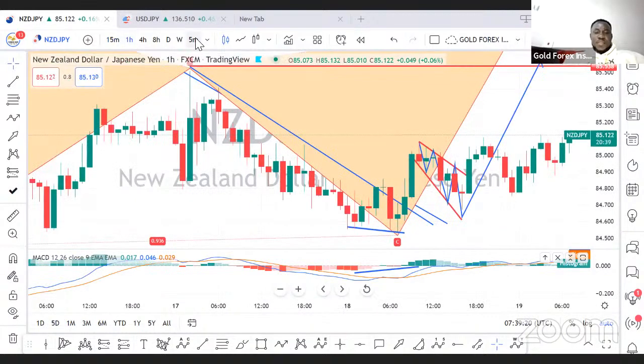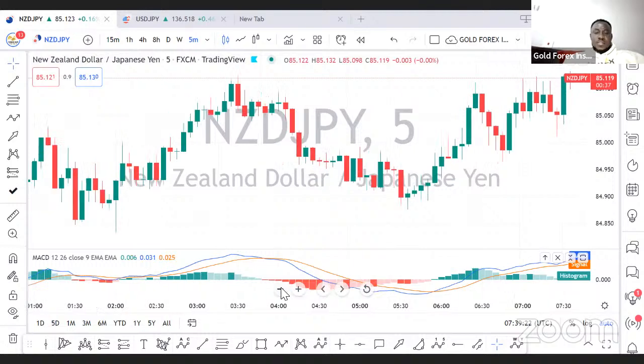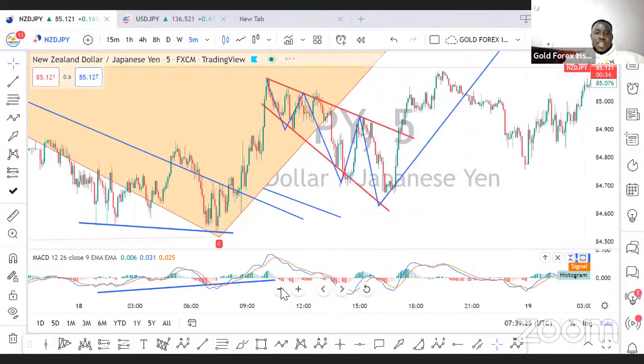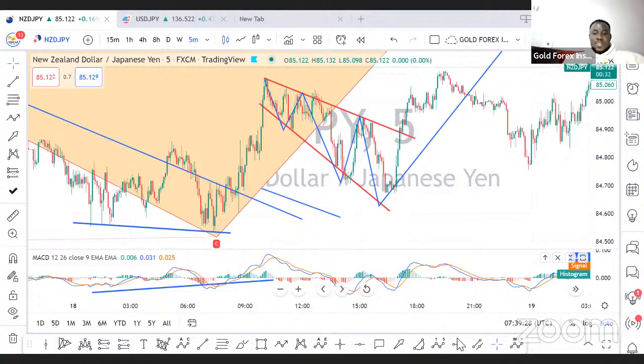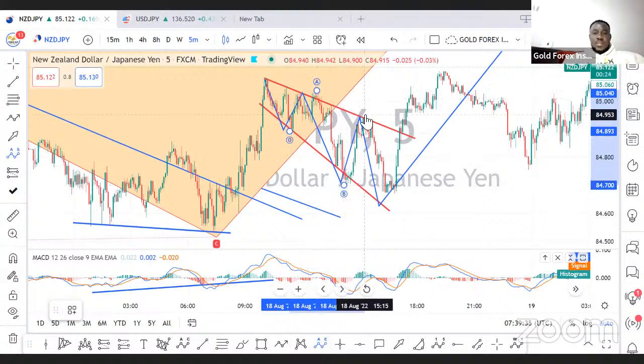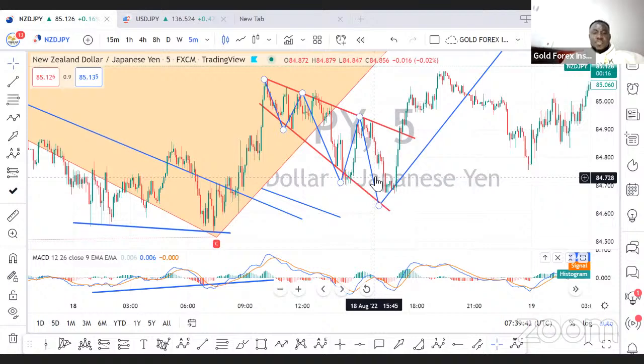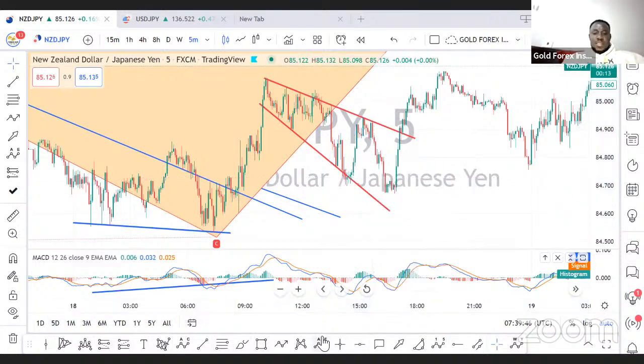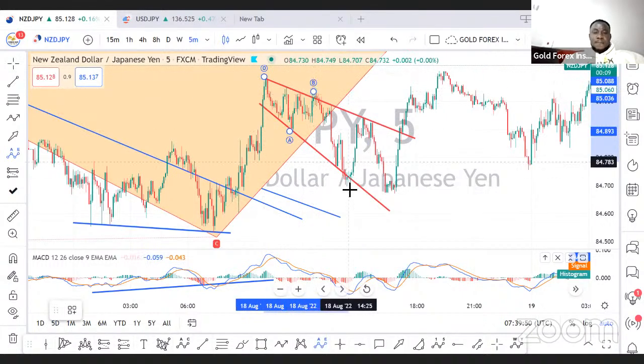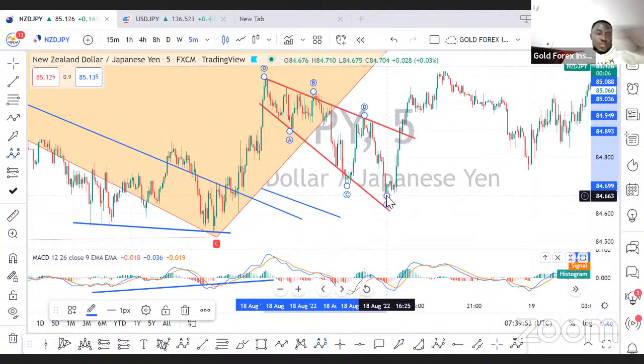Let me move to the 5 minutes chart and show you guys something. So we had this, you see. We had an A, B, C, D, E. So A, B, C, D, E, right? Now, if you've done STR, you know what this is. You know what this is, A, B, C. So this was the impulsive move, and we had ABC.